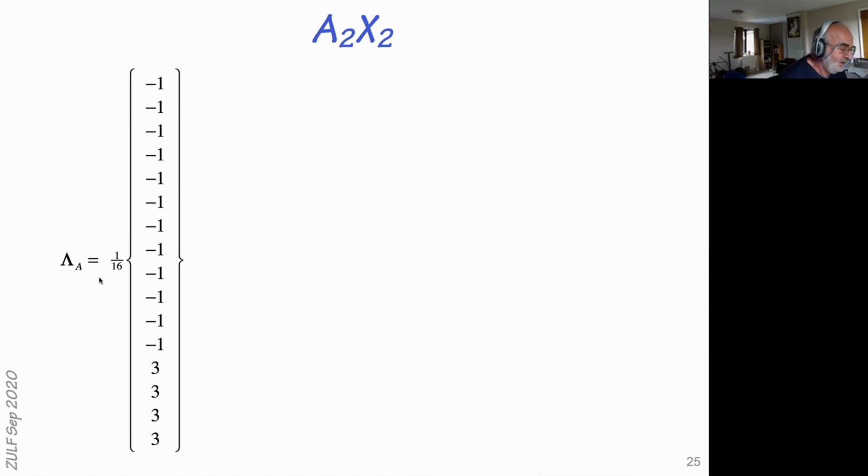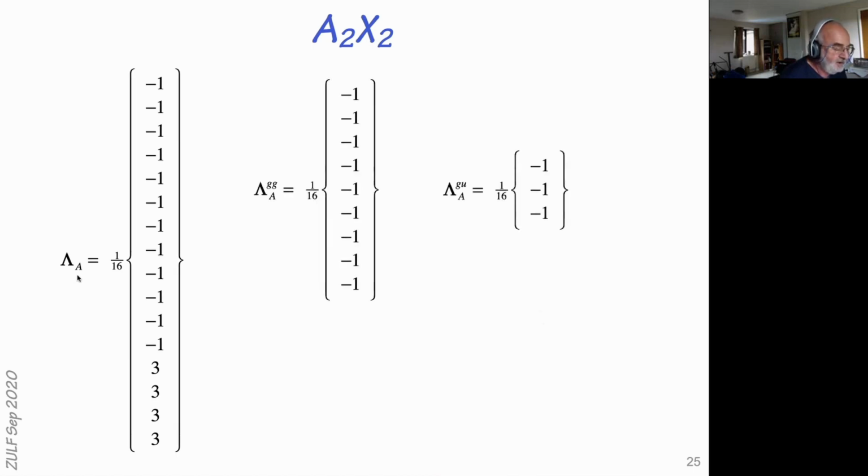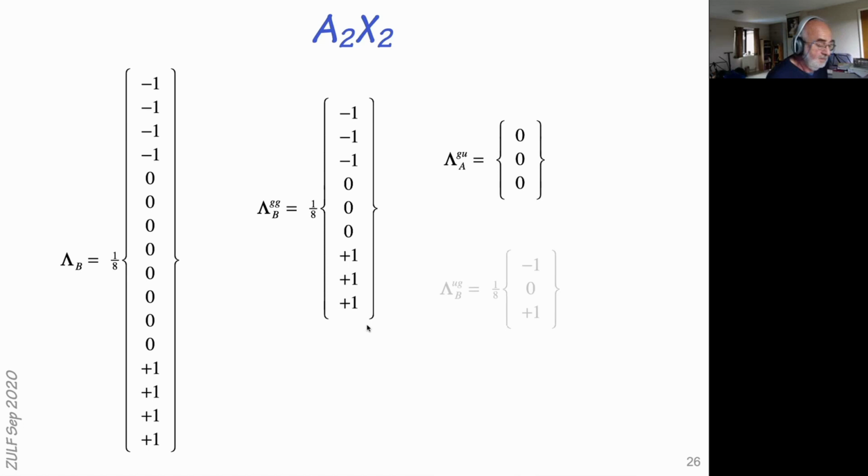So, for example, in our case of two operators here, we have 16 eigenvalues of the operator A. But if we sort them into, organize them into the four IREPs appropriate for the permutation group of the A2X2 spin system, then the eigenvalues look like this. So there's one vector of minus ones repeated nine times, and so on. And similarly for operator B, we now get these vectors of eigenvalues.